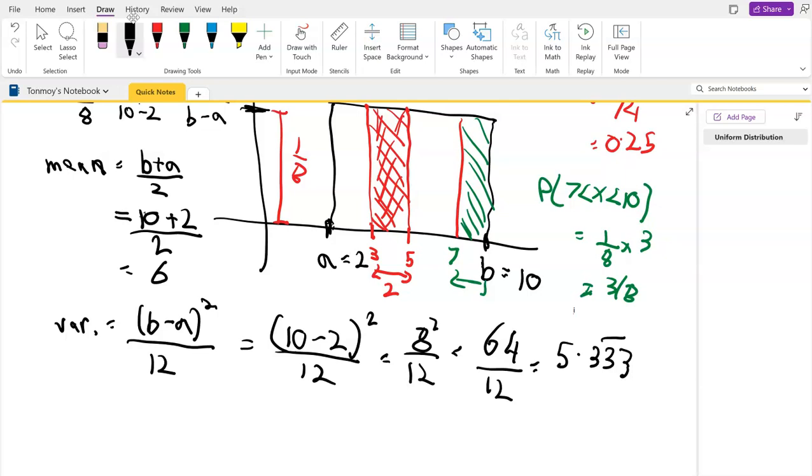And then finally, standard deviation is just going to be the square root of variance. So standard deviation is going to be just the square root of 5.333.